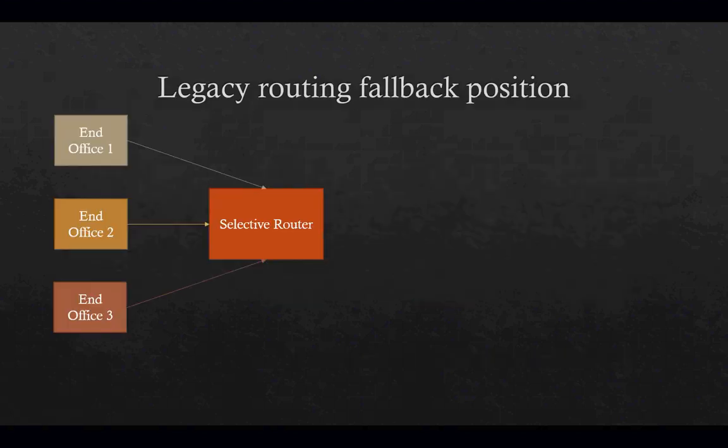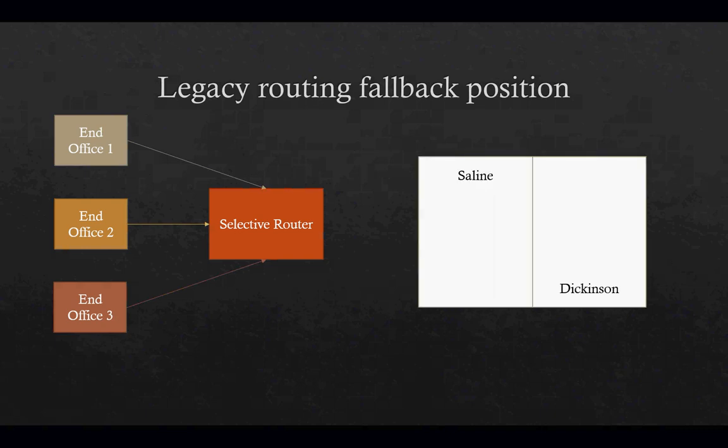So in legacy routing, when this fails, when the telephone number does not come back with an ESN from the database, the selective router picks the 911 center based on which end office it came from, okay? But let's take a look at where that can be kind of a problem.